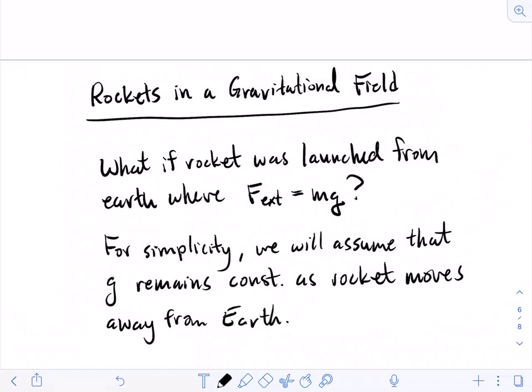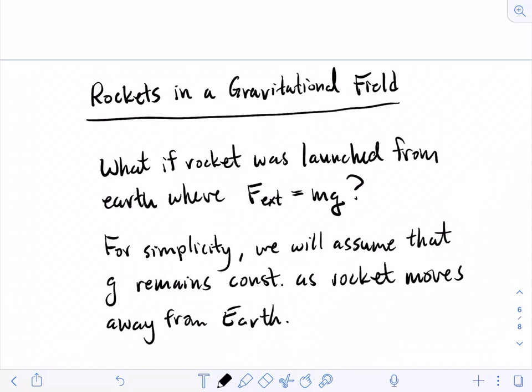If the rocket gets to an altitude that's a substantial fraction of the radius of the Earth, then there'll be a noticeable decrease in the gravitational force due to the Earth. But for the sake of working on a problem that we can solve analytically, we'll consider this F external constant case.